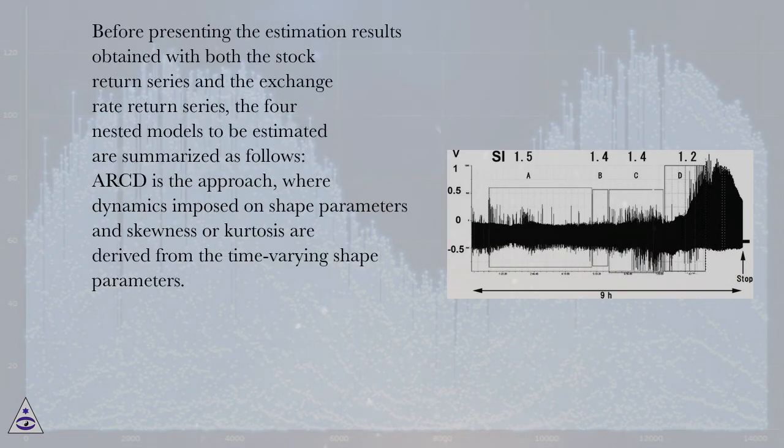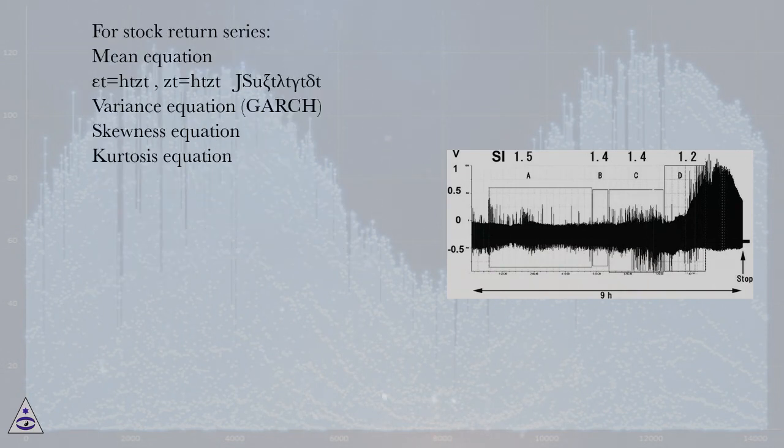Before presenting the estimation results obtained with both the stock return series and the exchange rate return series, the four nested models to be estimated are summarized as follows. ARCD is the approach where dynamics are imposed on shape parameters, and skewness or kurtosis are derived from the time-varying shape parameters. For stock return series, mean equation.